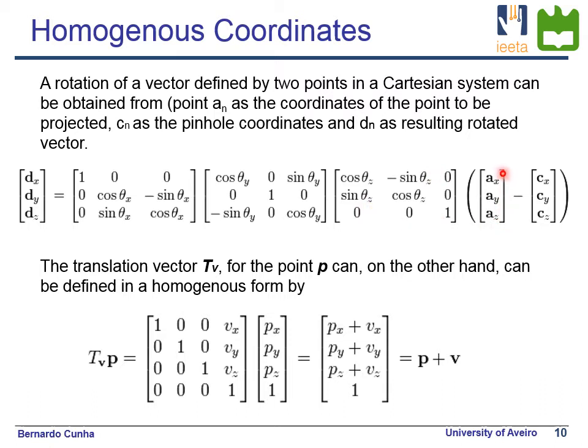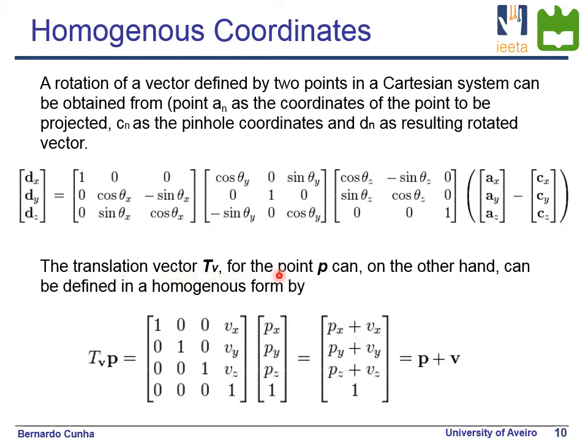As I said, the original coordinates regarding the pinhole Cartesian system are defined by ax, ay, and az in a 3D dimension, and the application of the product of these matrices will result in a second point, dx, dy, dz, rotated by the angles that you define in each of the three axes. So rotating a certain vector in space is one of the most important Cartesian transformations that we may want to do in image. A second one is the translation vector transformation.